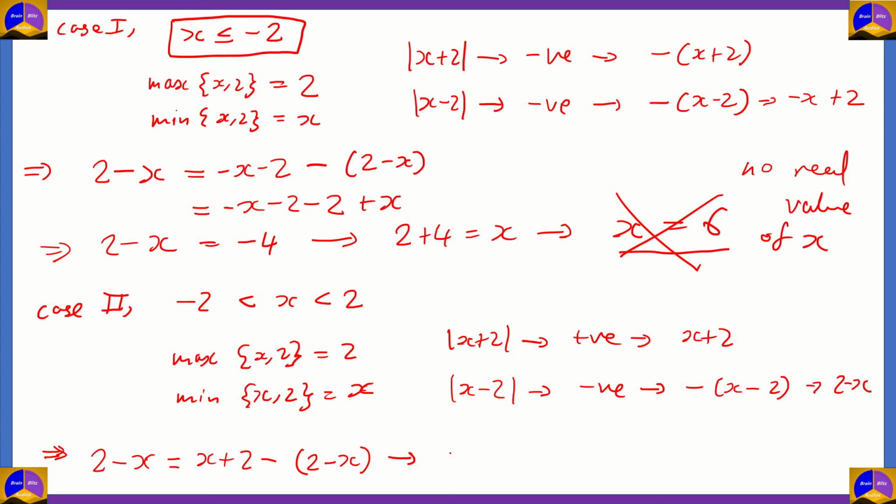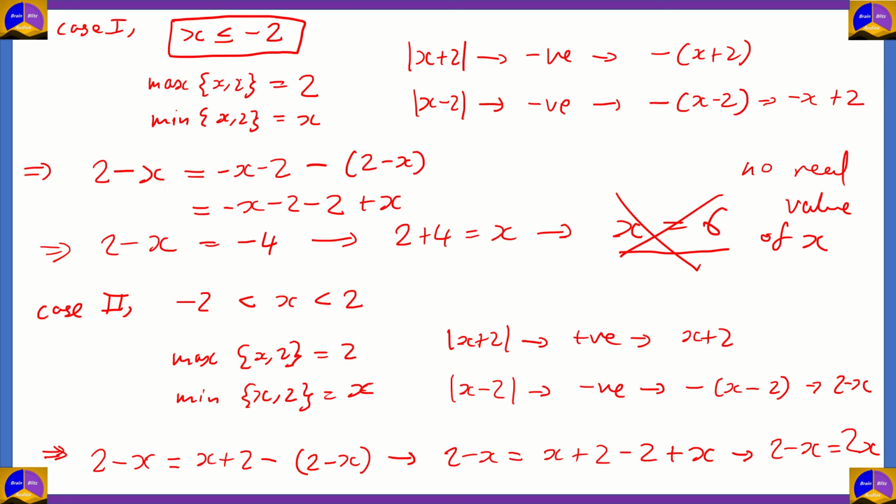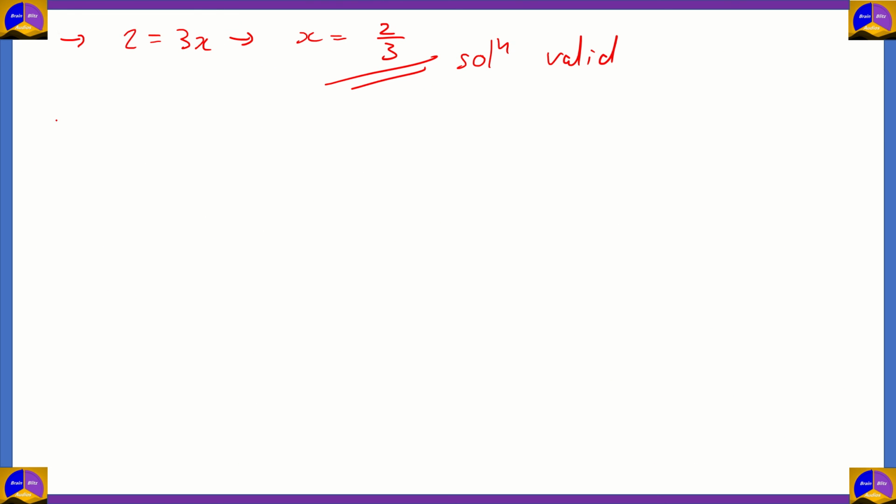which means we get 2 minus x on the left-hand side, and on the right-hand side, we get x plus 2 minus 2 plus x. So 2 minus x on the left-hand side equals, plus 2 and minus 2 cancel each other out, x plus x equals 2x. So 2 minus x equals 2x, which means 2 equals 3x, which means x is equal to 2 over 3. Now this is a distinct value, so the solution is valid. First of all, it's a real value. And second of all, 2 by 3 does lie between minus 2 and 2. So therefore, this solution is valid.